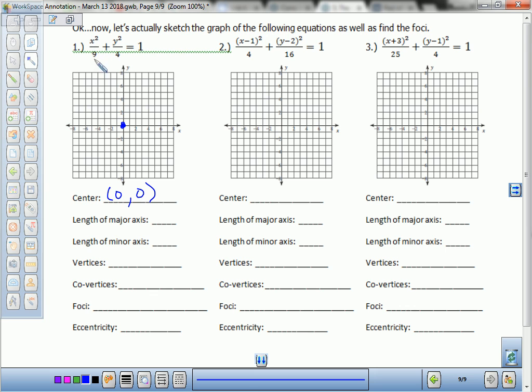Now, to find the distance that we move from the center, we take the square root of that denominator. The square root of 9 is 3. So I'm going to move right 3 to find a vertex and left 3 to find a vertex. Because this was the bigger number, these endpoints are my vertices. There's one at 3, 0, and there's one at negative 3, 0. I can add and subtract that 3 to the x at my center.